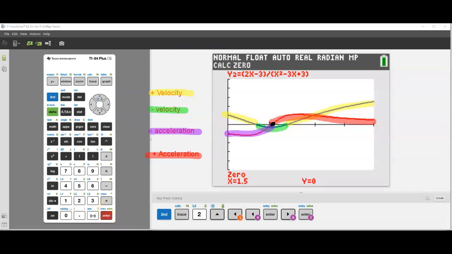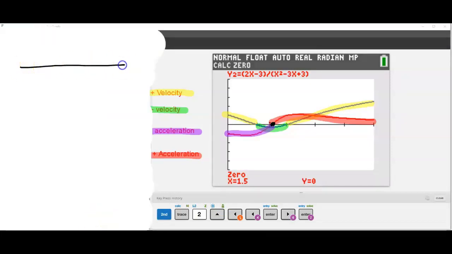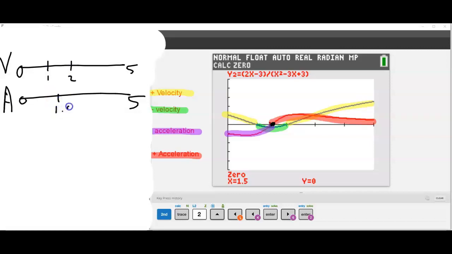Okay. Now I'm going to go ahead and just make a number line test. So I'm going to do a line for velocity, and then a line for acceleration. Now my velocity touches the x-axis at 1 and 2, which we found earlier. So I'm going to put the numbers 1 and 2 on here. And my acceleration function is touching the x-axis at 1.5. Now, that breaks up this number line into a couple of different regions.